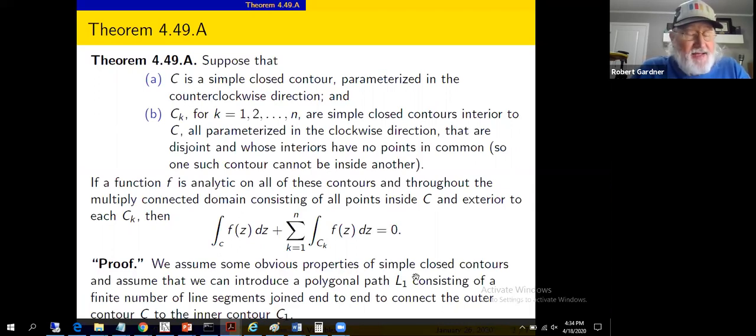We're making some assumptions that are geometrically very plausible. And I'll make a comment after we get through the proof of this, how we could back this up with something a little bit more rigorously. But what we're going to do is introduce a polygonal path L1, consisting of a finite number of line segments joined end to end to connect the outer contour C to the first inner contour, C sub 1.